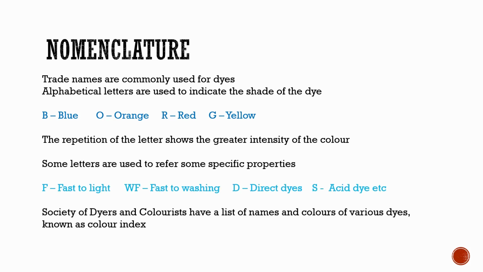And some letters are used to refer to some specific properties. If we include F, it refers to fast to light. So WF is fast to washing. D is direct dyes. S is acid dyes. Now, the Society of Dyers and Colorists have a list of names and colors of various dyes, which is known as the color index. And in this, each dye has been assigned its individual color number or color index number.